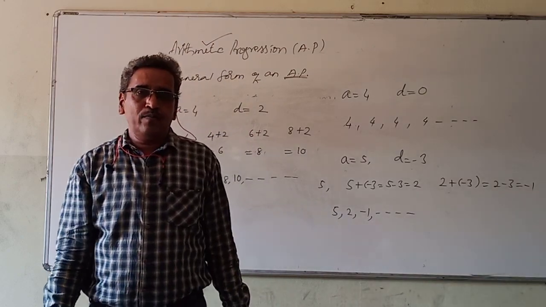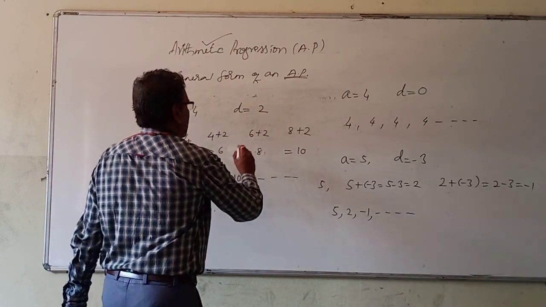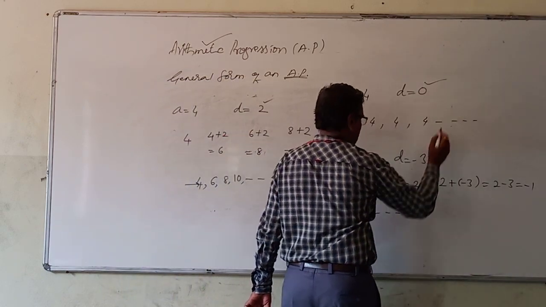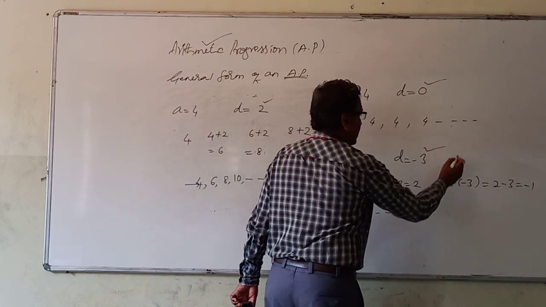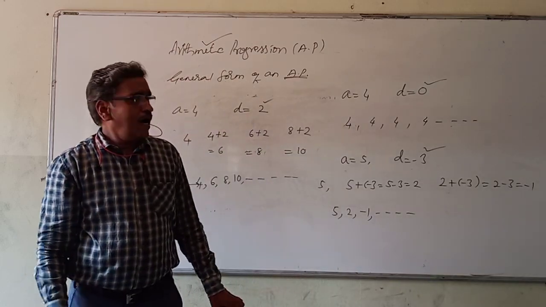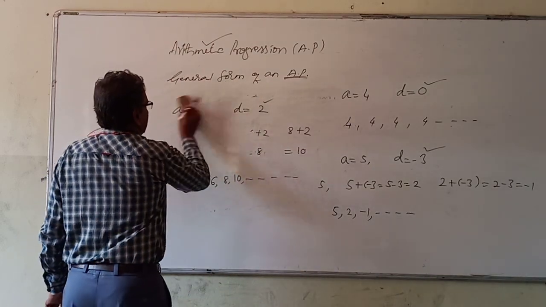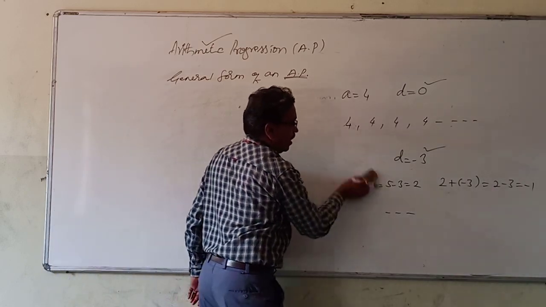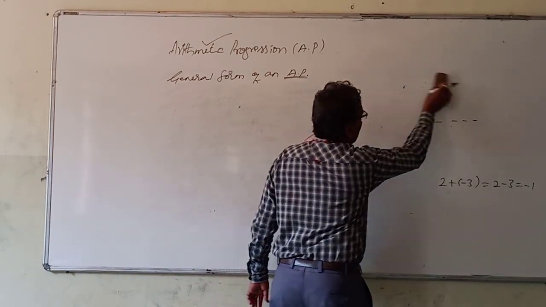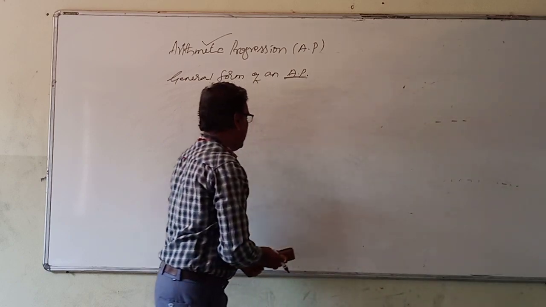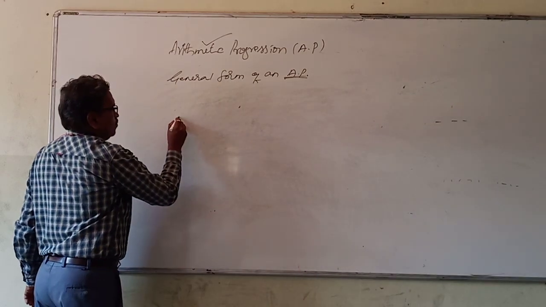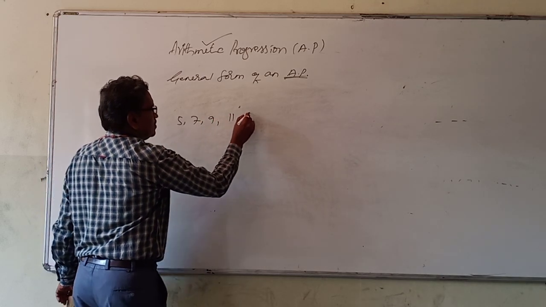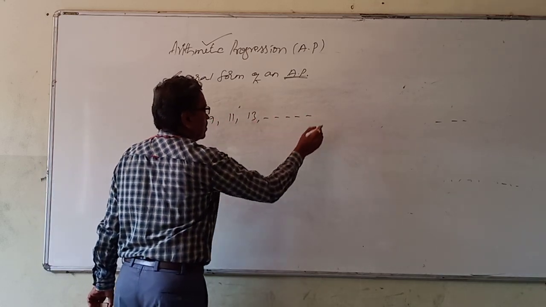By observing the examples, the common difference may be positive, may be 0, and may be negative. Yes, and also when an AP is given, how do we find the first term and common difference? So here, 5, 7, 9, 11, 13 and so on.